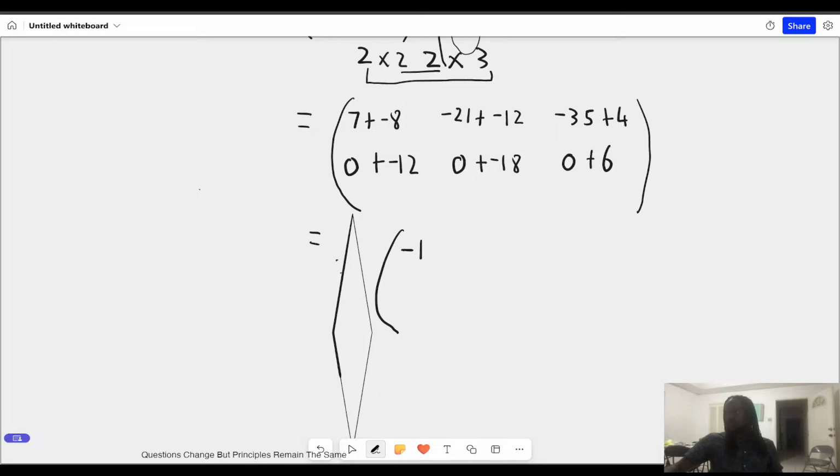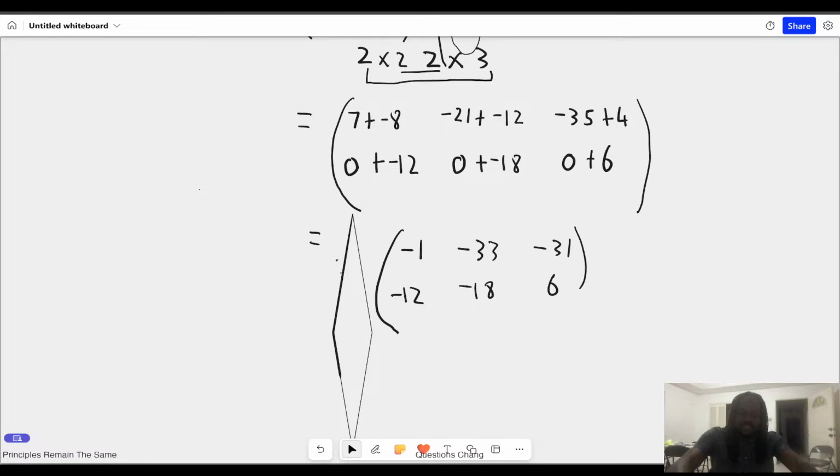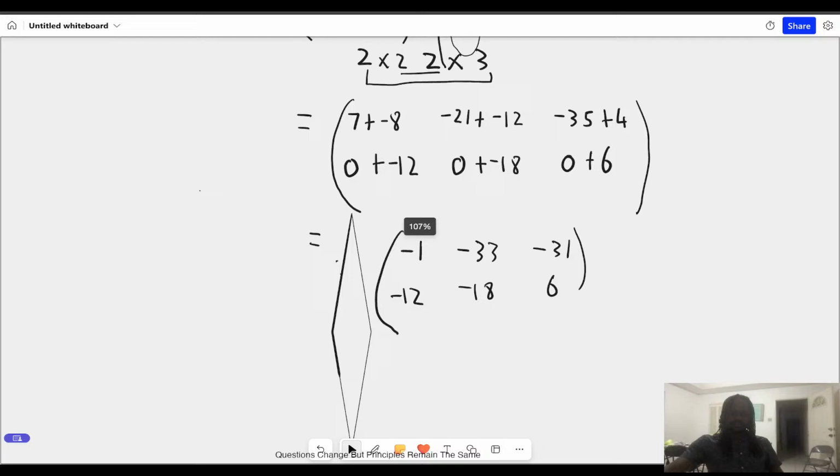-21 plus -12, that gives me -33. -35 plus 4, -31. 0 plus -12, -12. 0 plus -18, -18. 0 plus 6, that is 6. That will be my answers for all of these. That will be my answer for that question right there.